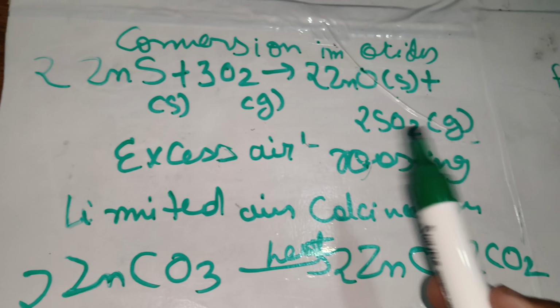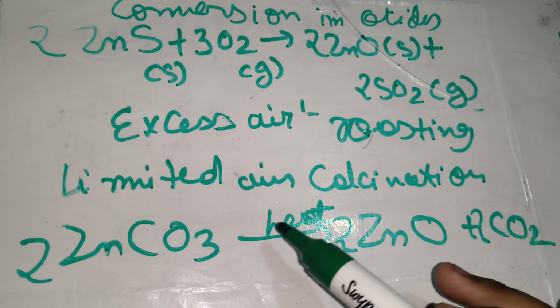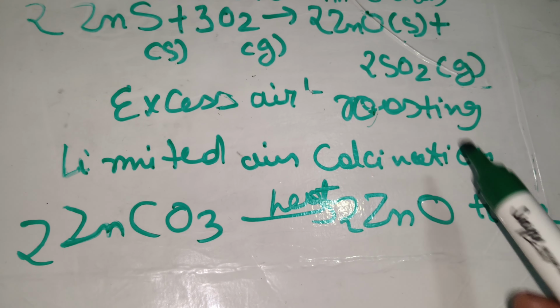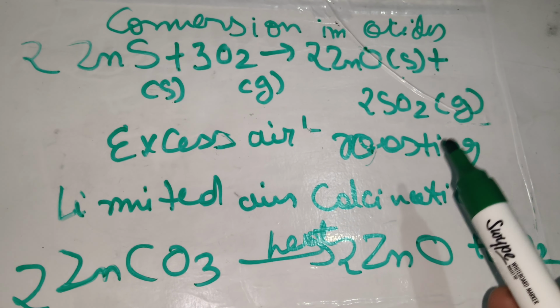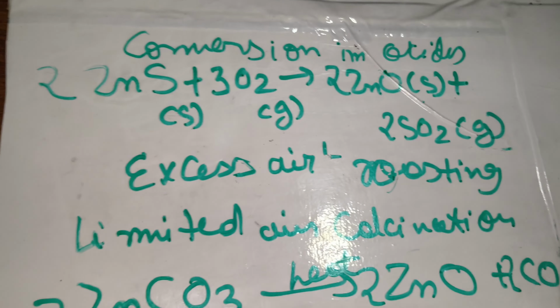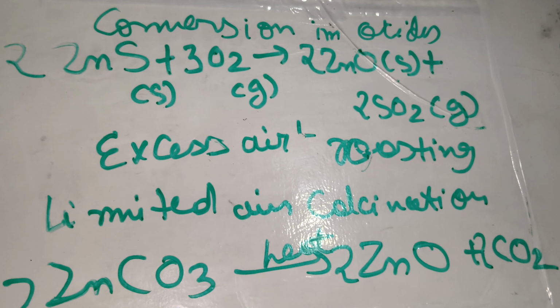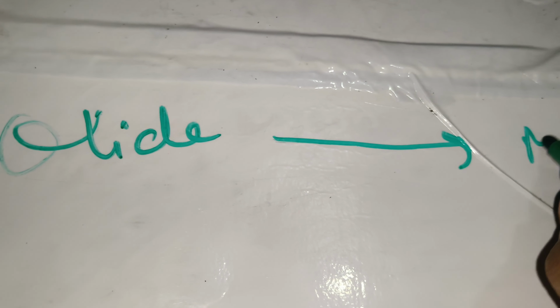So what we have seen is zinc sulfide conversion into oxide, and zinc carbonate conversion into oxide. This process is done in limited air, called calcination, and when it is done in excess air, it is known as roasting. We have seen the conversion of the metal into their oxides. Now how do we get the metal from the oxide? Basically we have two steps.